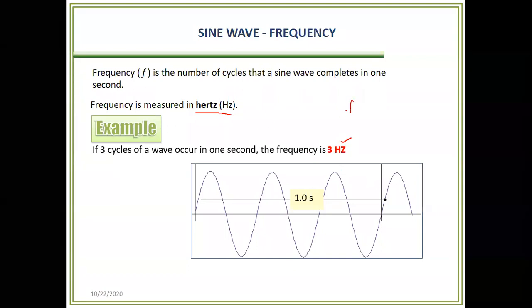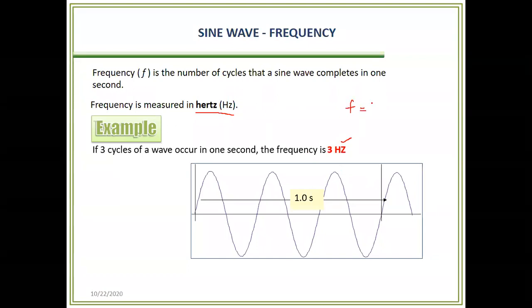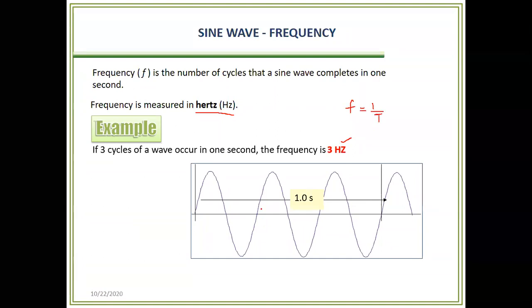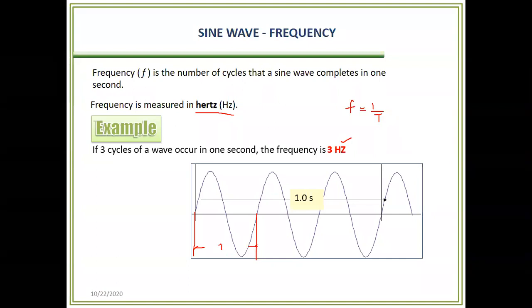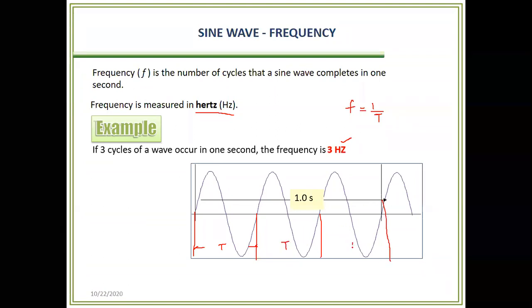How can I relate f is equal to 1 by T? So what is T? Time taken to complete one cycle. So this is T. The time taken to complete the second cycle is another T. Time taken to complete the third cycle is another T. So the total time taken to complete 3 cycles is 3T.